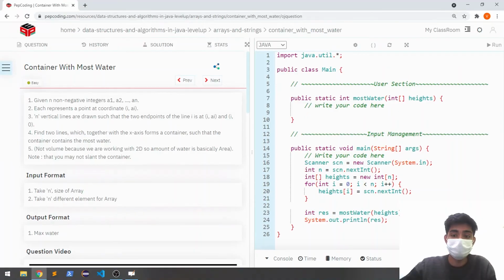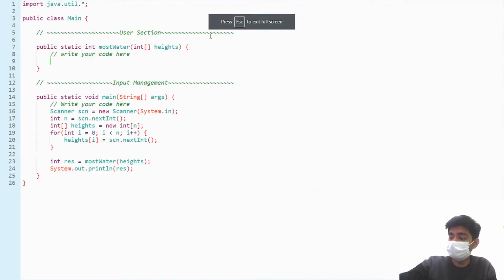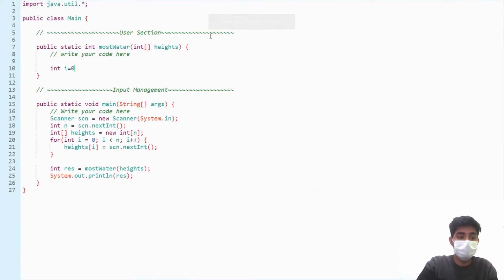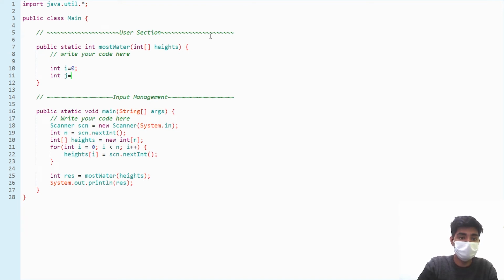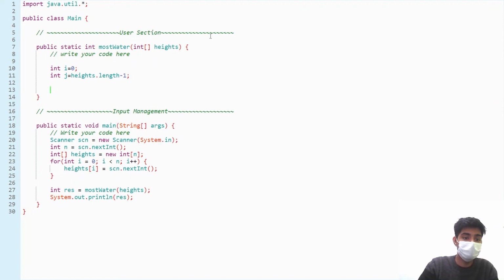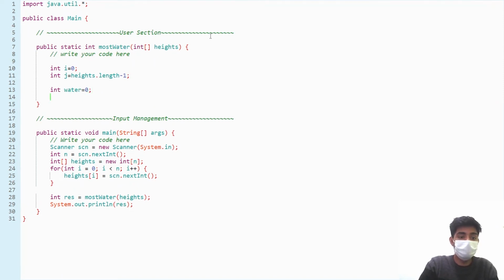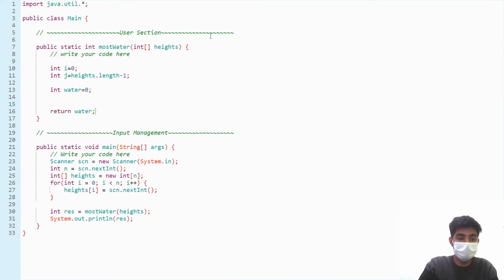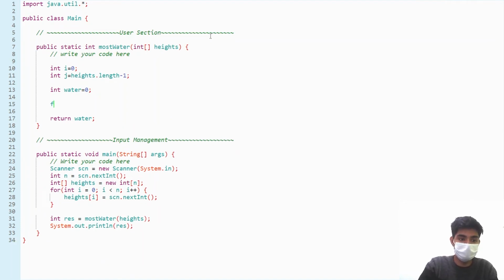Okay, so we are at this point. First we need our I and our J. J will be heights dot length minus 1. Now we will have a water variable and we will return this water. Here we will have our algorithm.